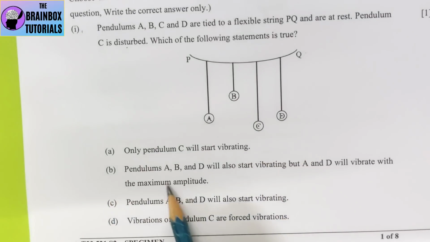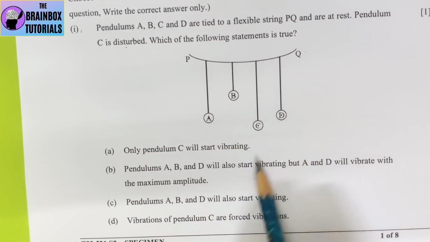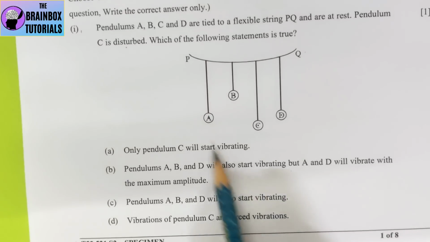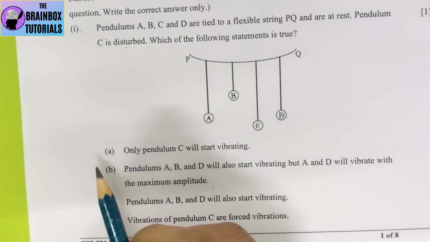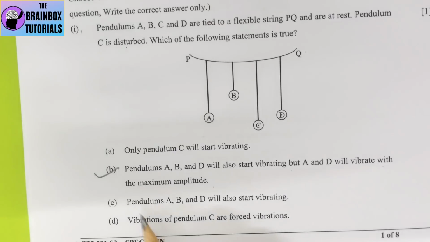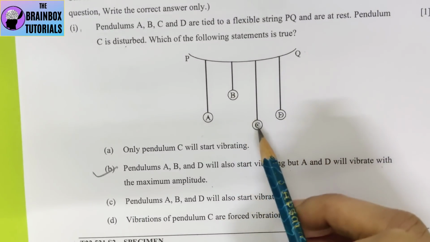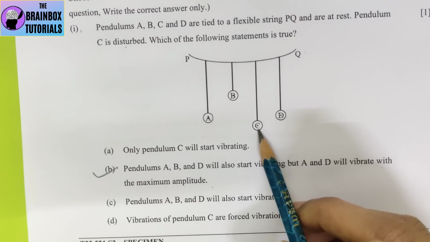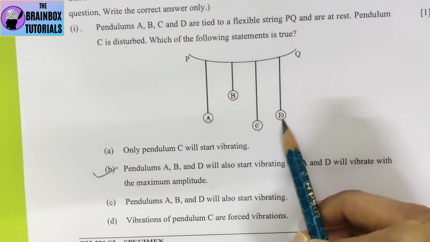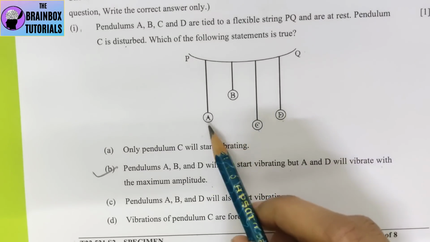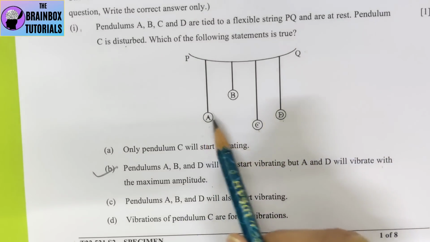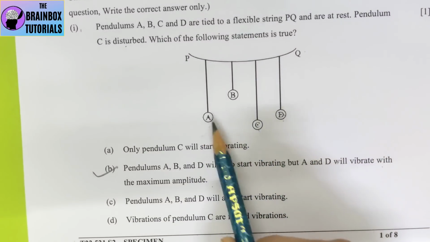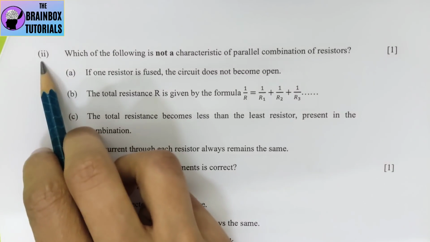No. Number B, pendulums A, B and D will also start vibrating, but A and D will vibrate with the maximum amplitude. Yes, this one is the correct option, number B, because if C will be disturbed, then all the other pendulums will start vibrating and A and D will vibrate with maximum amplitude because of resonance as they are of same length.